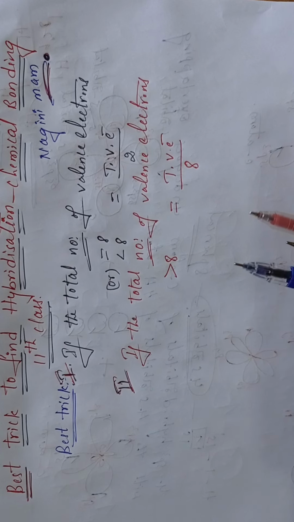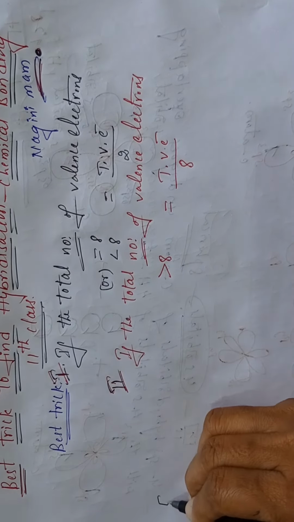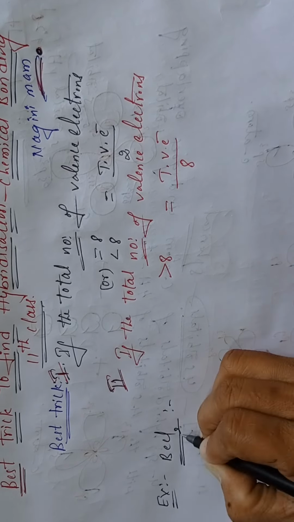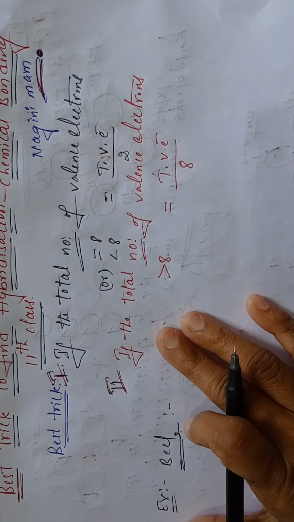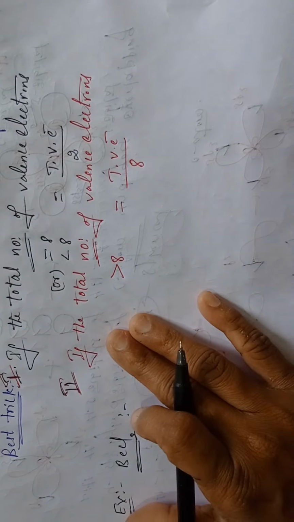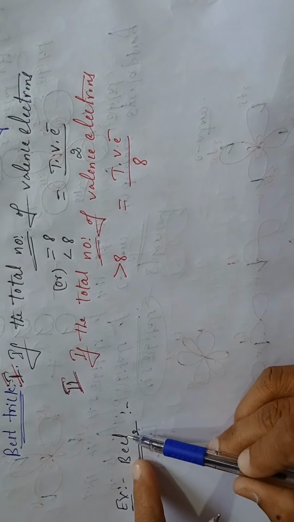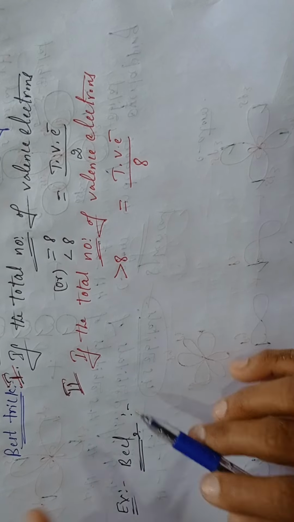First I'm going to discuss one example, beryllium chloride, the BeCl2 molecule. I'm going to calculate, using these two tricks, how to find the hybridization of the BeCl2 molecule. Now see, students, which elements are there? Beryllium and chlorine. So you find the total number of valence electrons of beryllium and chlorine.